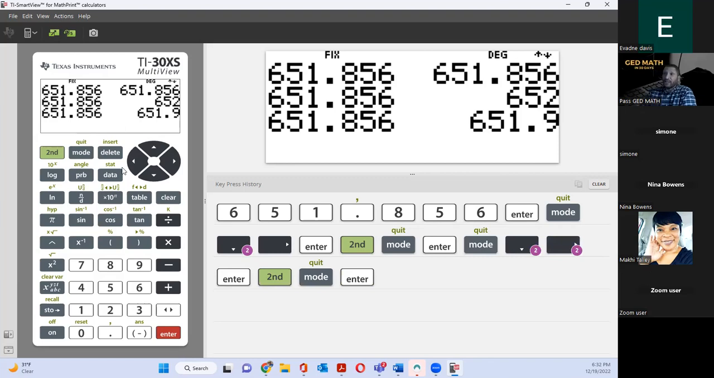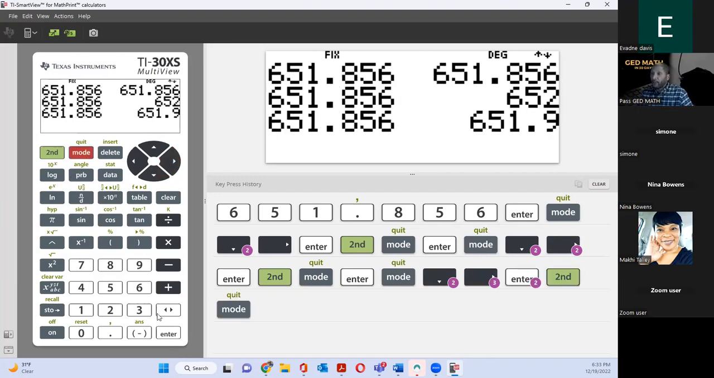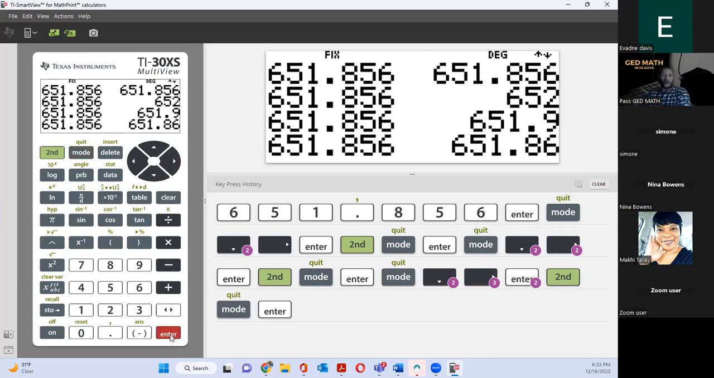Now I'm going to round off to the nearest 100th. Again, mode. How many decimal places for the 100th place? 2. So I go over to the 2, I hit enter, I get out of this display, I press enter. Now you round it off to the nearest 100th. It should be no problem.